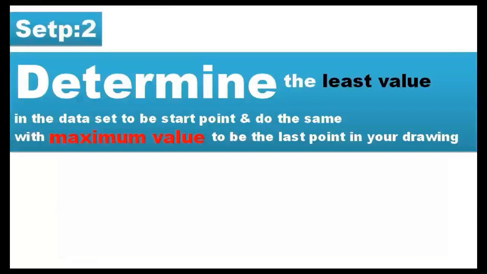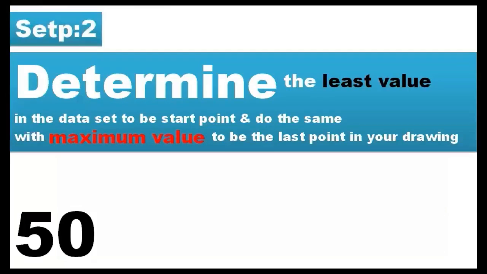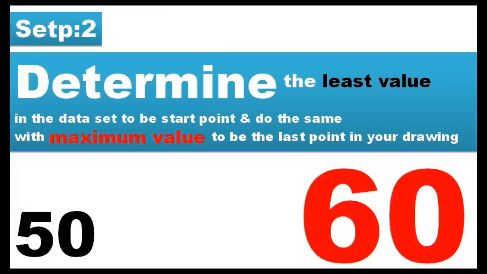In step number 2, you are going to determine the least value. What is it? It's 50, yes. The least value in the data set is to be the start point, and do the same with the maximum value. What is the maximum value in your data set? Yes, I heard you. You say yes, 60. To be the last point in your drawing. This is step number 2. Concentrate with me. These are the steps how to draw a line plot.